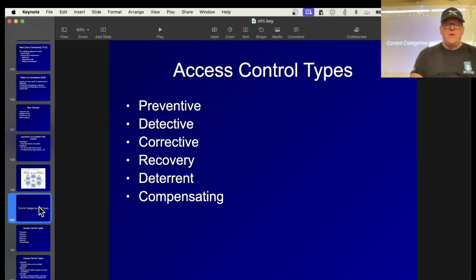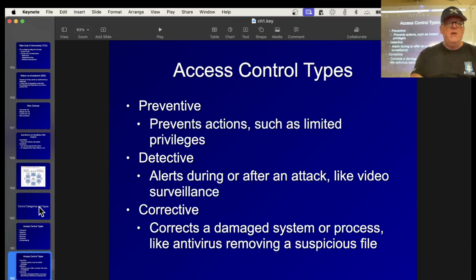All right. And so here's types of controls, access control types. Preventive controls prevent something. You can't do it, like limited privileges. You don't have administrative rights, therefore you can't install software. That's it. The control stops you. Detective controls just monitor what you do but don't prevent it, like video surveillance. Corrective controls correct a damaged system, like an antivirus removing a suspicious file.